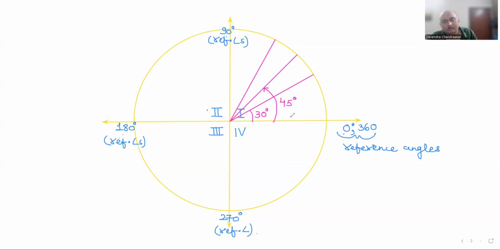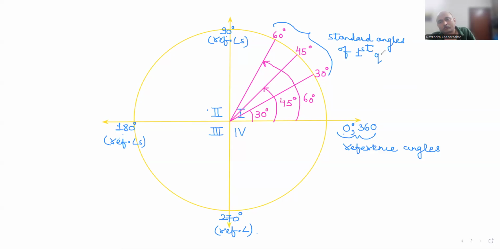So in the first quadrant, the angles are 30 degrees, 45 degrees, and 60 degrees. These angles have a unique name. They are called standard angles. So they are the standard angles of the first quadrant. I hope all of you understood this. Yes or no? Very good. So now there will be standard angles for the second, third, and fourth quadrant also.